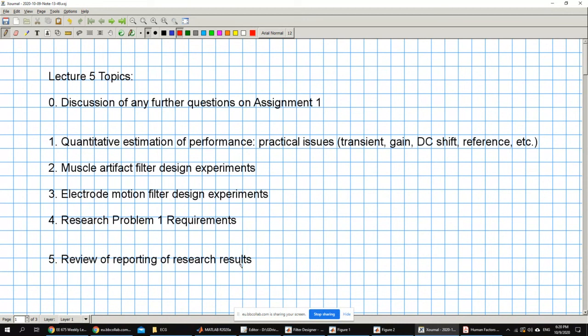And I'm going to introduce the second research problem. Just give you the background of the second research problem. I'm not going to code anything next time. It's just going to be a presentation, just to give you the background of research problem 2.